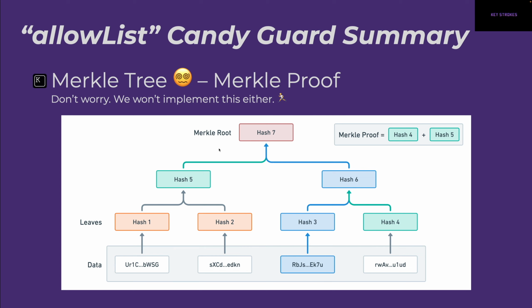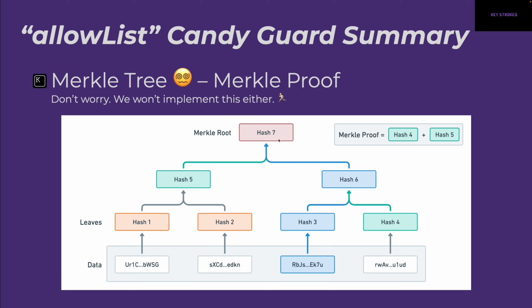So to compute this Merkle root again using this wallet, we basically need its sibling, and then we keep doing it for its parents. So in this case, we start with a hash, we take this wallet's sibling, which is hash 4, and then we take its parent's sibling, which is hash 5. So to determine if this is part of the whitelist, we just need hash 4 and hash 5, which can be used to recompute hash 7.